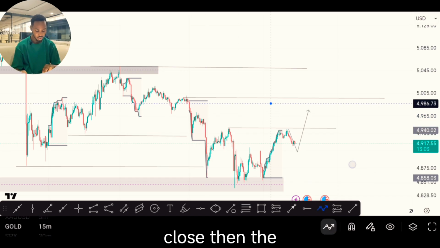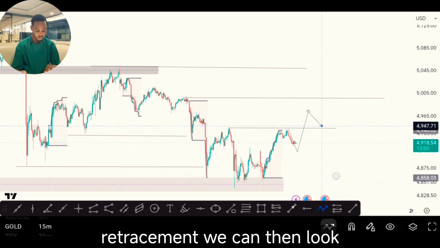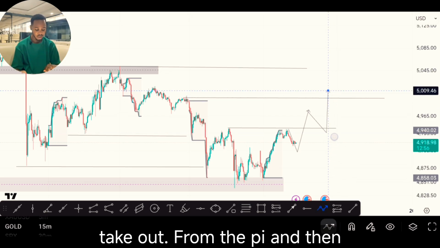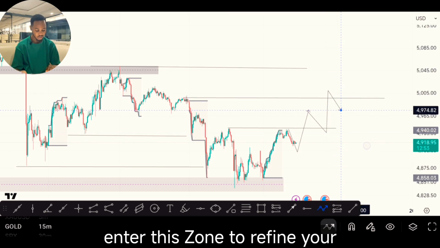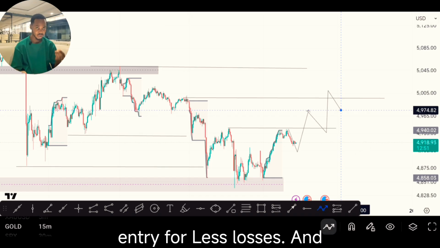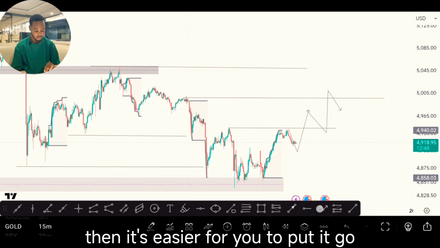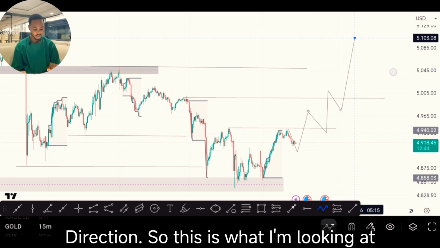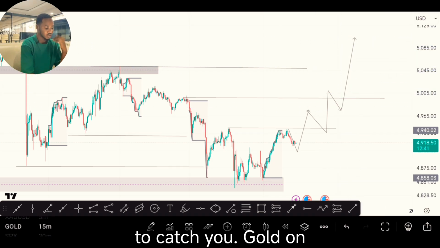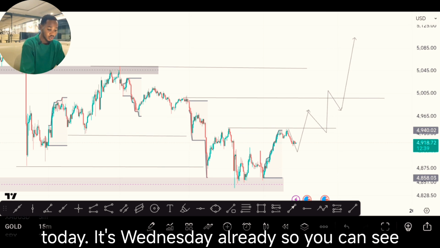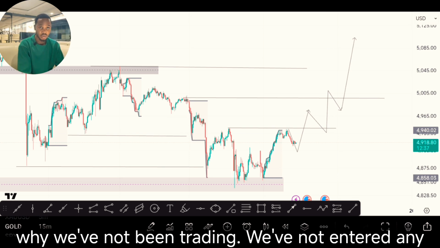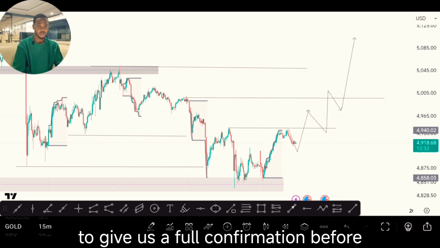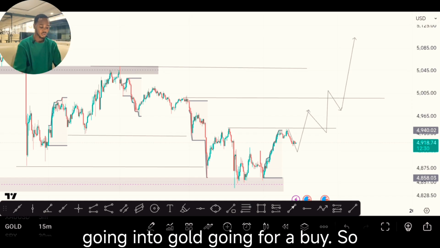Once that body has closed, then we can look at the retracement to buy, or wait for price to take out that high and then enter this zone to refine your entry for fewer losses. And then it's easier for you to predict gold this way in one direction. So this is what I'm looking at to catch on gold today. It's Wednesday already, so you can see why we've not been trading. We've not entered any trades since Monday. We're still waiting for price to give us full confirmation before going into gold for a buy.